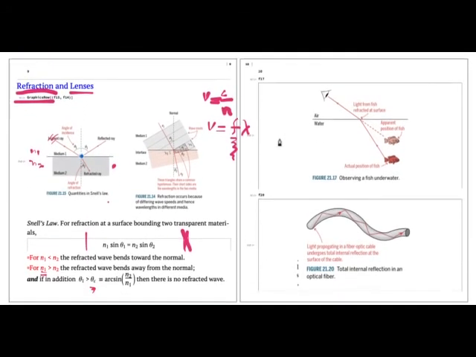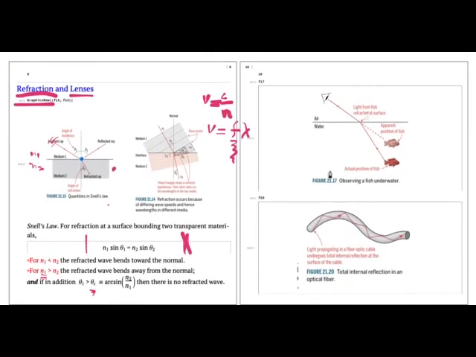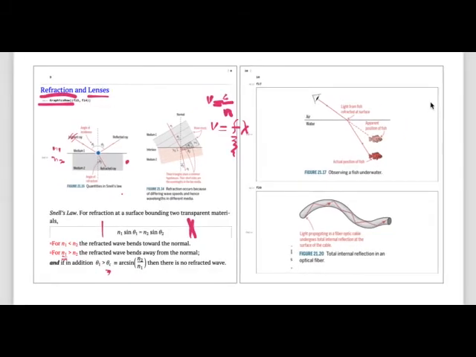And here's an example of refraction. Observing a fish underwater. So here's air above the surface and water below the surface. And so you're looking at the surface of a lake. Here's your eye. Here's a fish underneath the water.